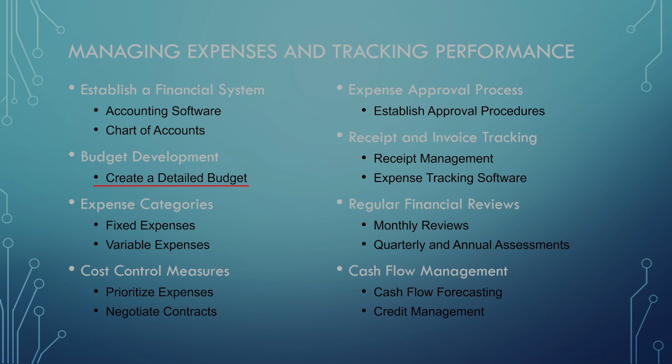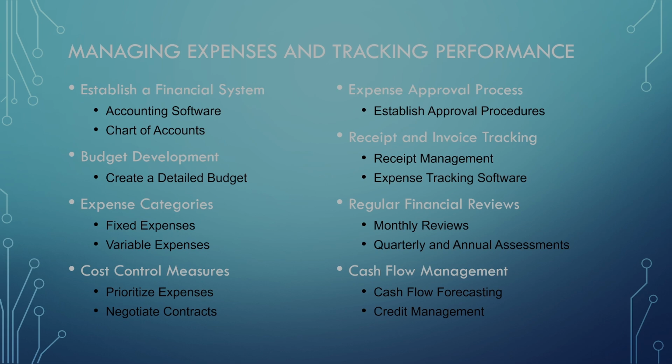Budget development. Create a detailed budget. Develop a comprehensive budget that includes all anticipated expenses. Categorize expenses as fixed and variable and allocate funds based on priority. Expense categories. Fixed expenses. Identify and list fixed expenses such as rent, utilities, insurance, and salaries. These are recurring costs that remain relatively stable. Variable expenses. List variable expenses including marketing, supplies, and maintenance. These costs may fluctuate based on business activity.